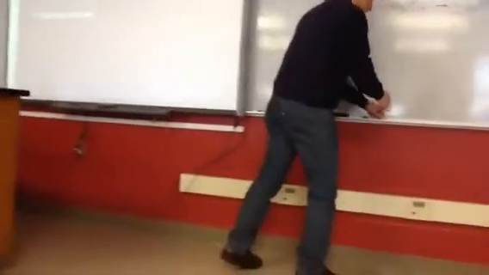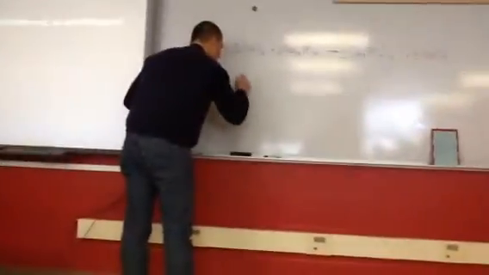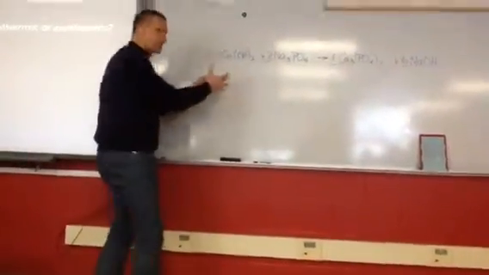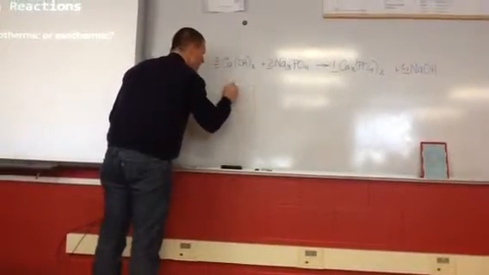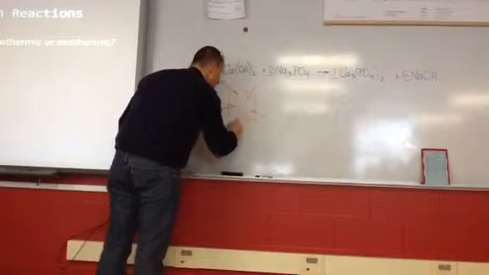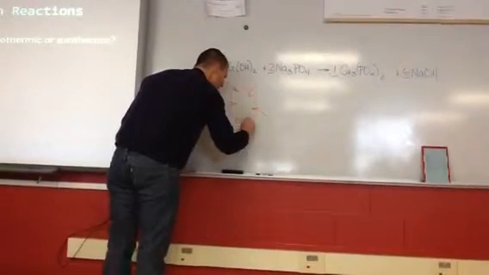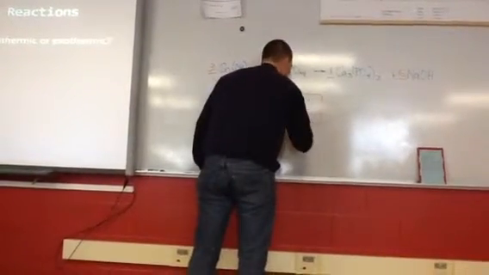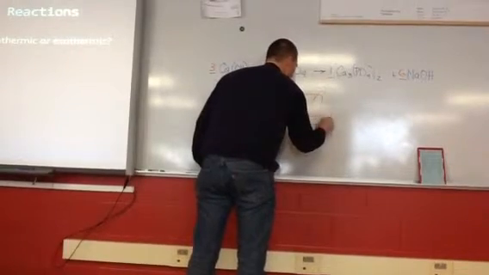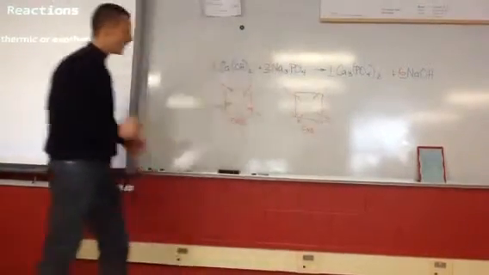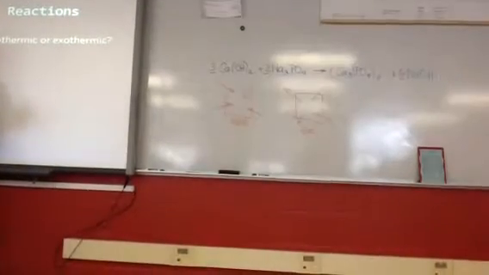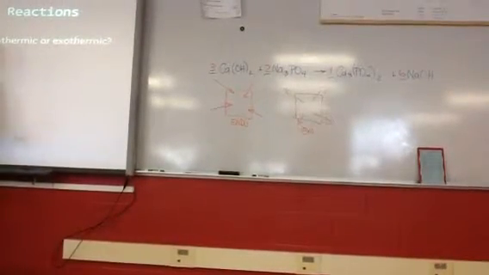I want you to think of it like this. This is our system. In this case, that's the baking cookies. If the heat's going in, this is endothermic. If the heat's going out, that's an exothermic process. So in the case of baking cookies, it is endothermic. You have to put heat into the cookies.